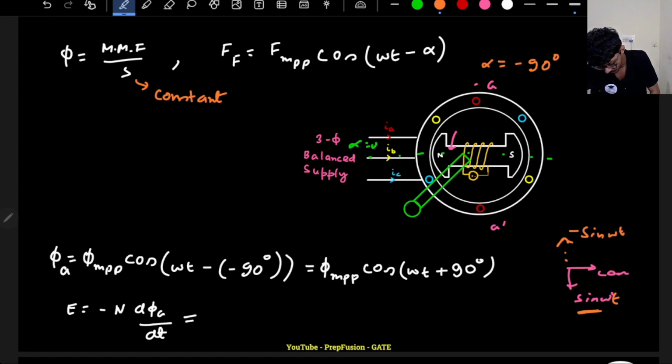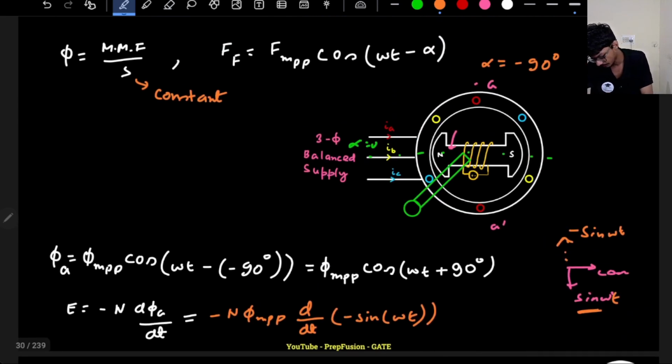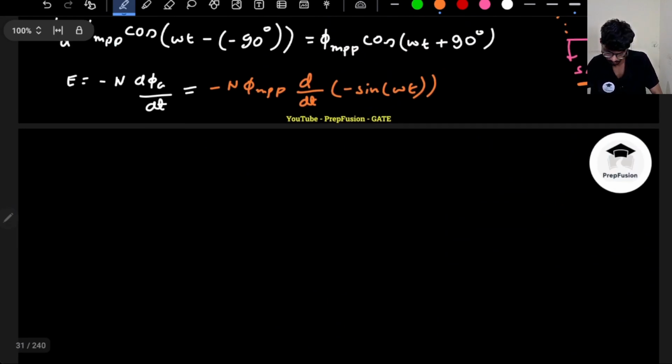So this will be minus n into phi m, which is just a constant, into d phi by dt into minus of sine omega t. So this ultimately will come out here, the value will come out to be the induced EMF of the coil A, right?